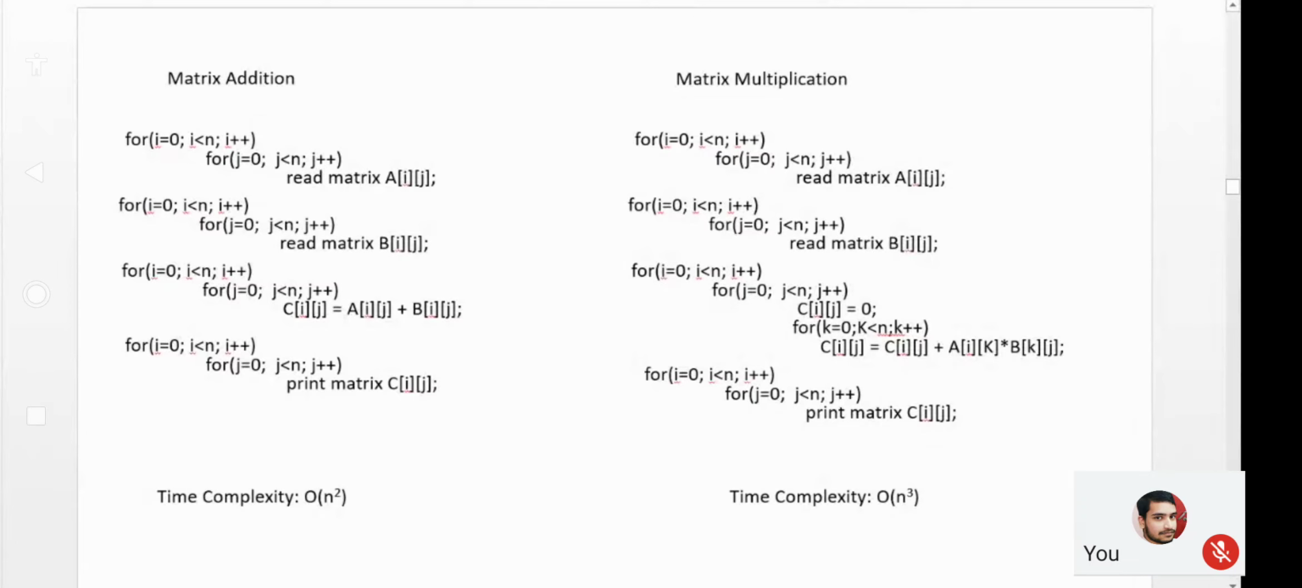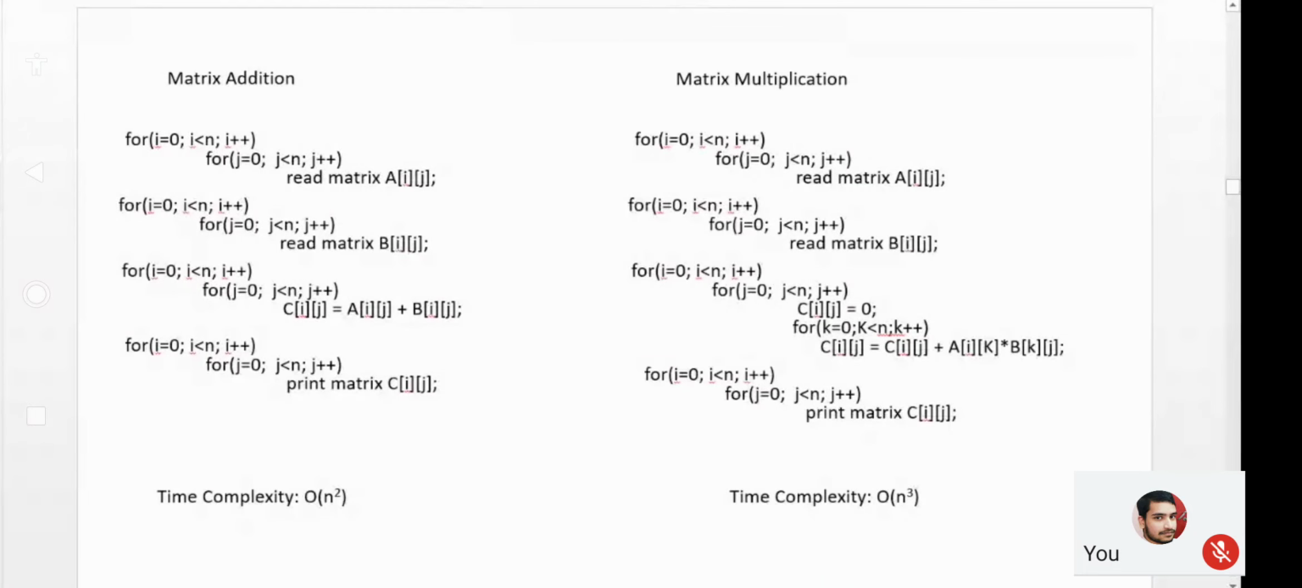That means as a whole, what can we write? N cube plus 1, 2, 3, 3n square. N cube plus 3n square. Now for higher and higher values of n, we can ignore that part. So you have to consider only the highest part, that is the n cube part. That's why here the time complexity is n cube.